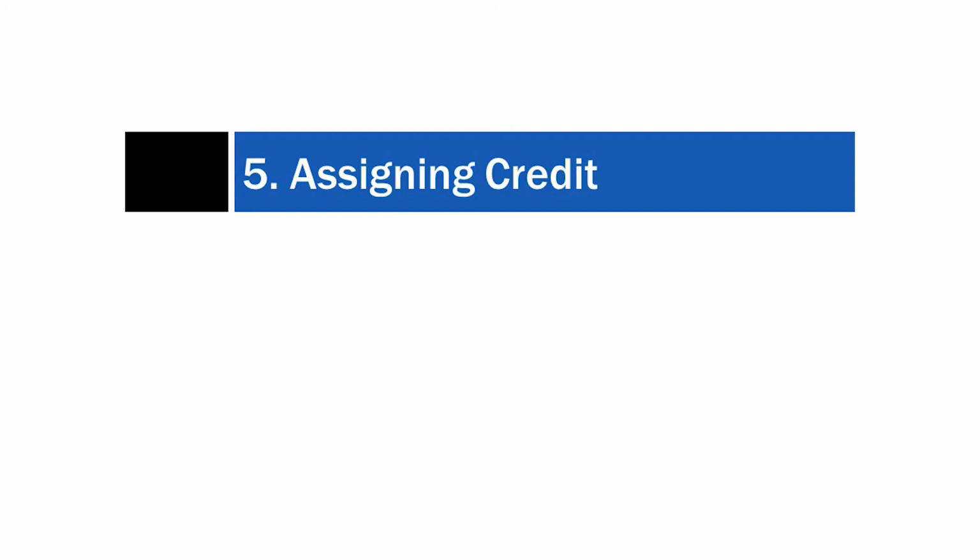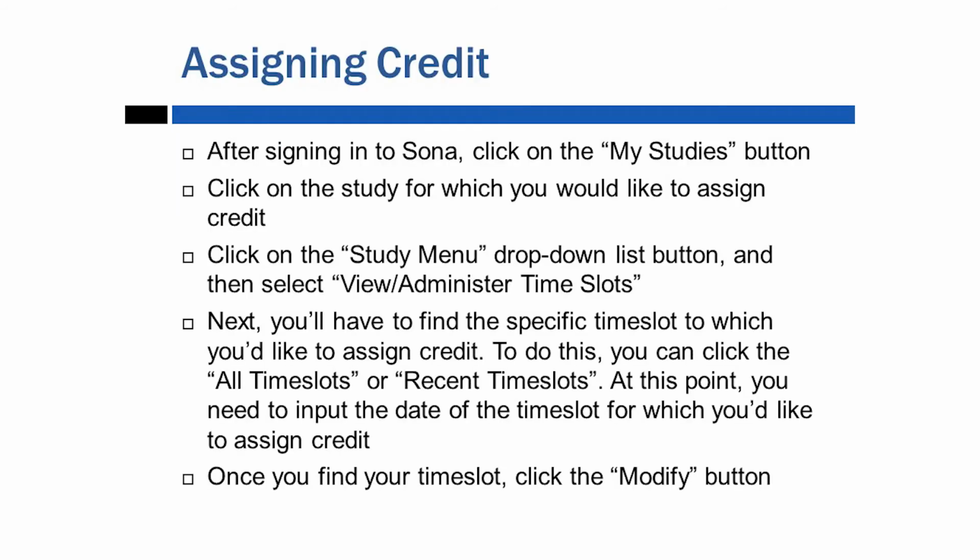Once a participant has completed your study, you will assign them credit on the Sona website so that they can receive the course credit or extra credit that they are pursuing as part of the fulfillment for the general psychology course. Once again, sign into Sona and click on the My Studies button to navigate to the study that the participant attended. Under the study menu, you again select View Administer Time Slots.